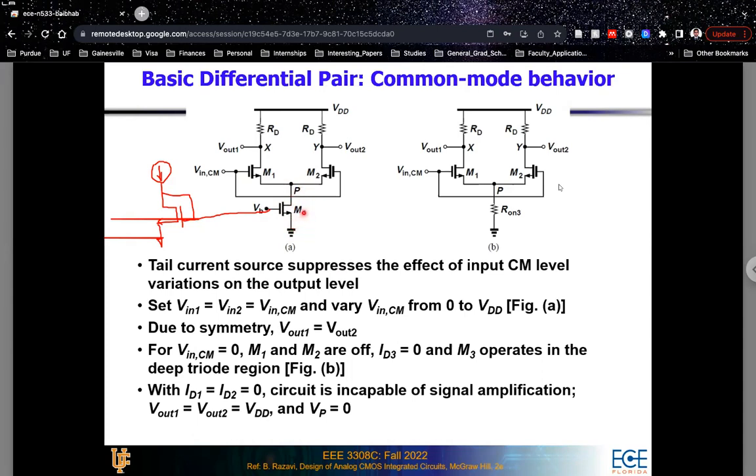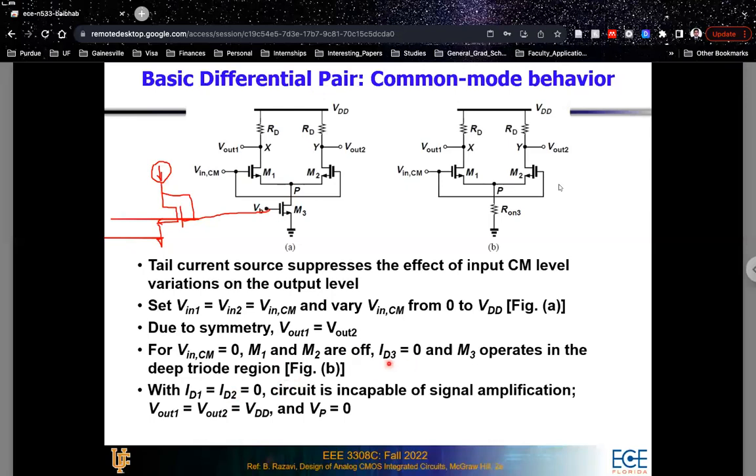And if the VDS is very small, you know that the transistor will be in triode, because the condition for saturation of a transistor is VDS greater than the overdrive voltage. So VDS has to be greater than the overdrive voltage for this transistor to be in saturation, which is not the case if M1 and M2 transistors are off. And if M1 and M2 are off, then the current through this M3 transistor will be equal to 0, and M3 will operate in the deep triode region.